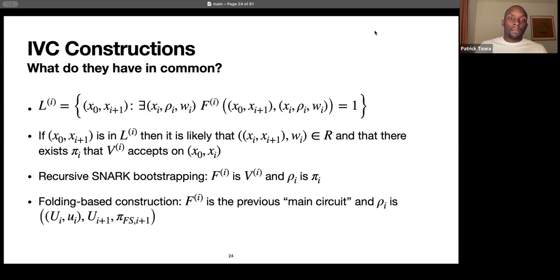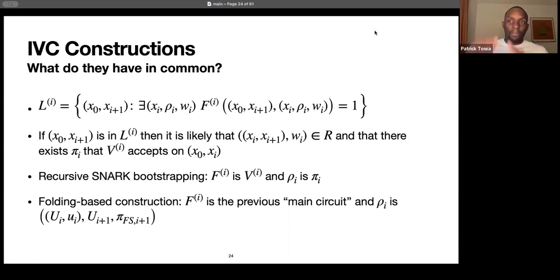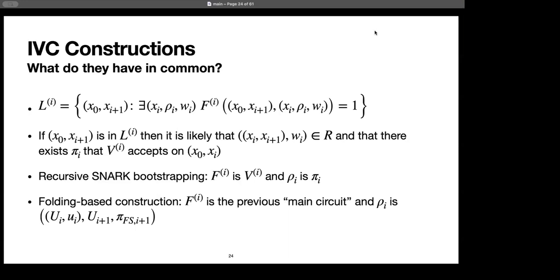But here I'm talking about the construction of the IVC after you already have your folding slash accumulation. So you have your accumulator or you have your folding scheme, and from it you construct an IVC, right? So you're not building one primitive from the other. Does that answer your question, Dev? No, but let's continue. Okay, we'll come back to it.